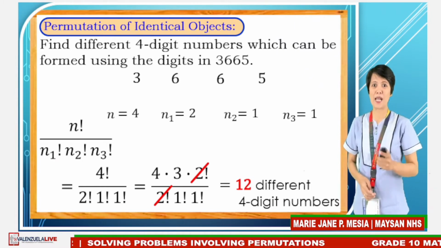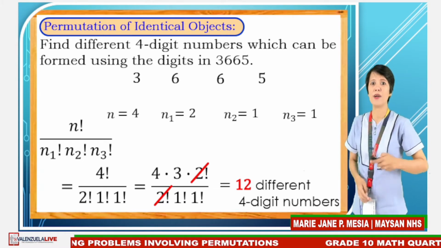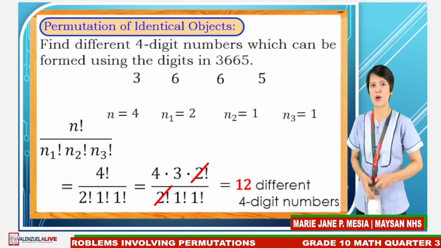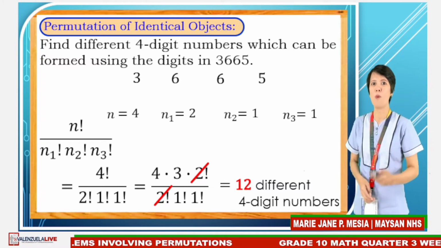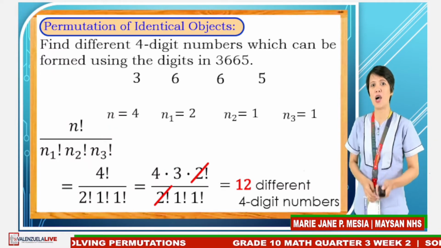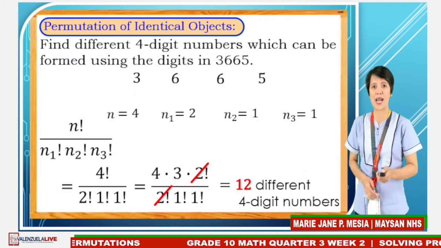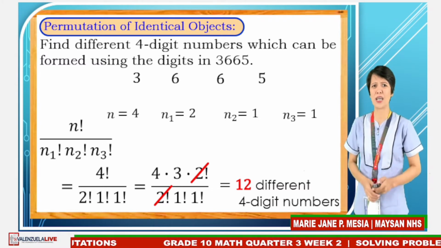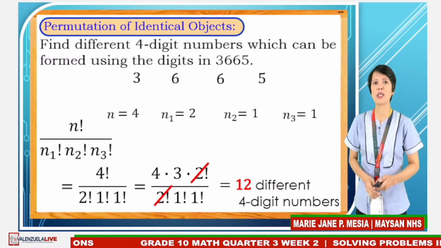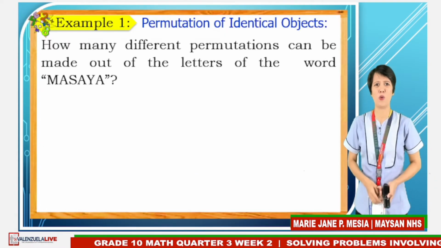So we can make the denominator of our distinguishable permutation simply by writing only the permutation of those objects that appear more than once. We may not write the permutation of the object that appears once because 1 factorial is equal to 1 and any factorial multiplied by 1 is equal to the given factorial. So let us try example number 1.